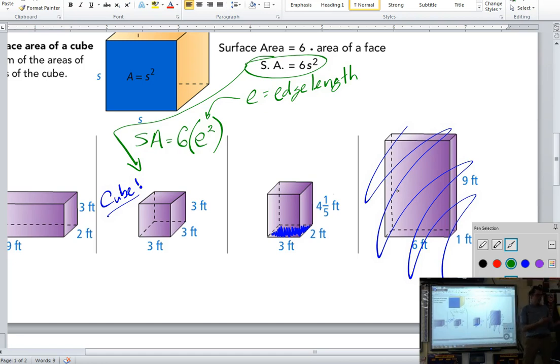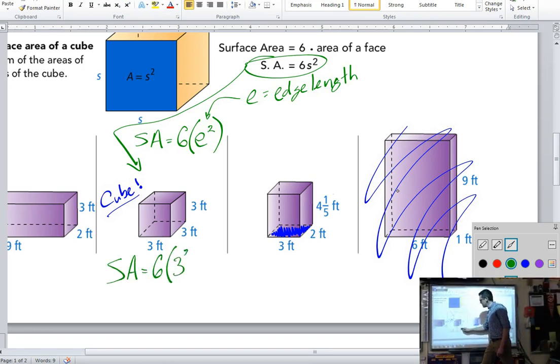So here, what's my edge length, Anthony? Edge length. For here? Okay, how? That's exactly what we need to do. But what's our edge length? 3. So when we set this up, we have that surface area will equal 6 times 3 squared. And you already actually answered my next question. What does it mean to square a number? Yeah, times itself.